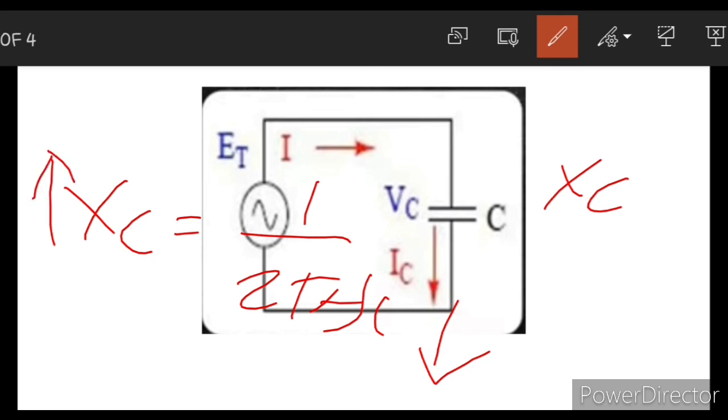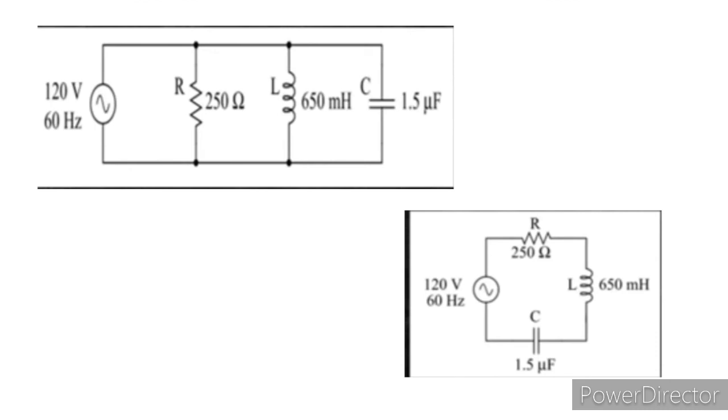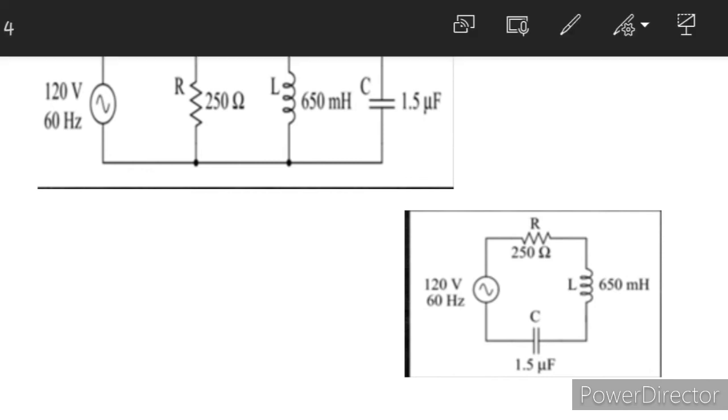And vice versa. And if the circuit is composed of the three, the resistance, the inductive reactance, and the capacitive reactance, whether the connection is in parallel or series, since the three parameters will oppose the current in different manners, we need a specific name for this opposition. We call this property impedance, and it is denoted by the letter Z. And it is measured in ohms.